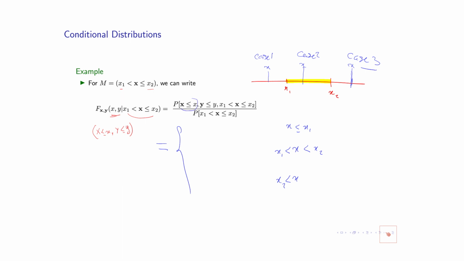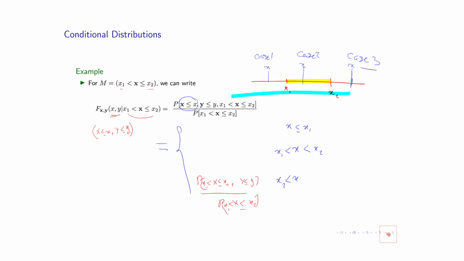If x is bigger than x2, the first event says that you need to be in this area. So the intersection of this event and these events will become just this one. In case 3, you will have the probability that x is bigger than x1 and smaller than or equal to x2, and y is smaller than or equal to y, divided by the probability that x is smaller than or equal to x2 and bigger than x1.